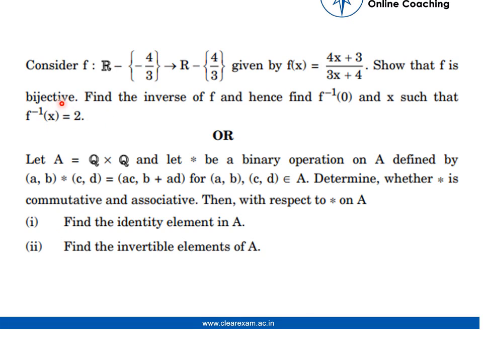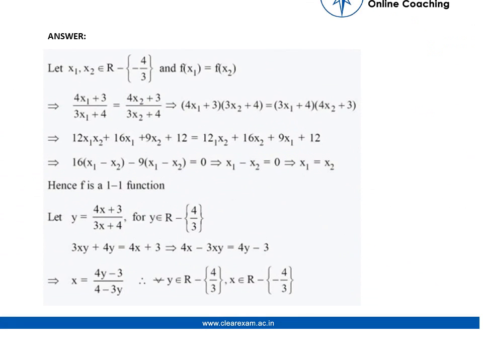So when the function is bijective, that means it should be one-to-one. Let's see how we can solve this question. It is given that x1 and x2 belong to R. We are letting this, and we are making two functions f(x1) and f(x2), and we are equating them. After equating, we'll get an equation from which we can easily prove it.